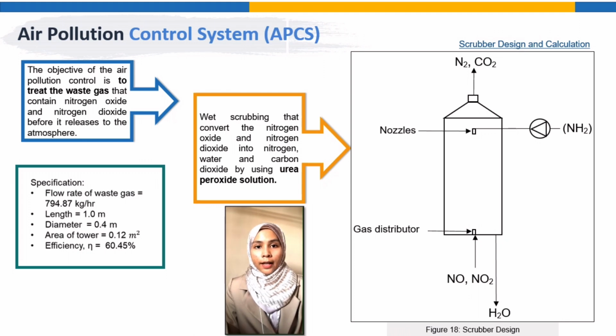As shown in the figure, the waste gas is fed from the bottom of the wet scrubber, and the urea peroxide solution is sprayed at the top of the scrubber and reacts counterflow with the waste gas. Meanwhile, the nitrogen and carbon dioxide gas is released at the top of the scrubber. For the specification of the wet scrubber equipment, the length and diameter are about 1 meter and 0.4 meter. Meanwhile, the efficiency of the wet scrubber is calculated and yields 60.45%.